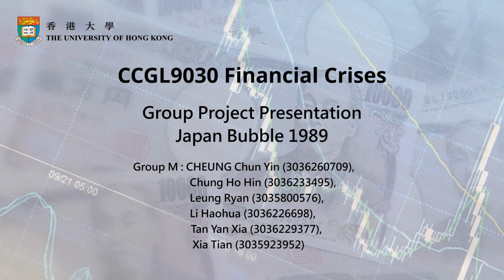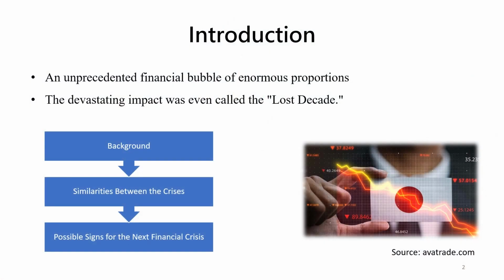Today we are going to talk about the Japan Bubbles 1989. The Japan Bubble is an unprecedented financial bubble of an enormous proportion, and the devastating impact was even called the lost decade. In order to further understand the reason behind the bubbles, we will first look at the background, such as the economy of the society and the reason that caused the burst of the bubbles.